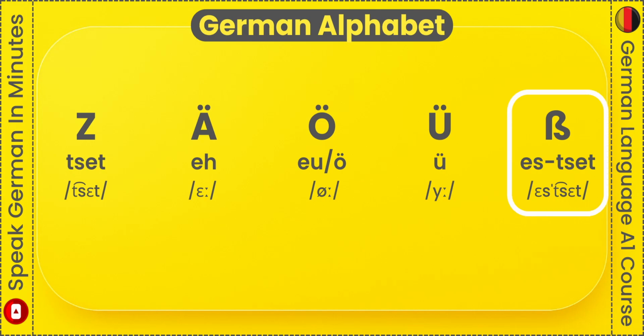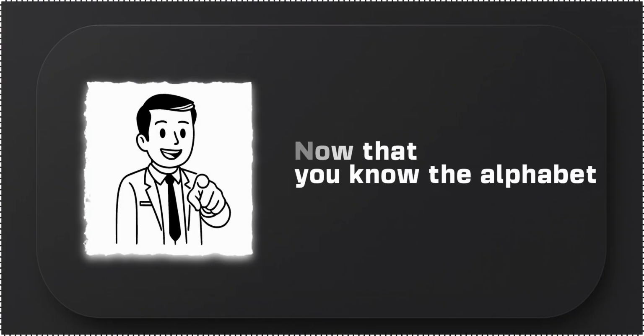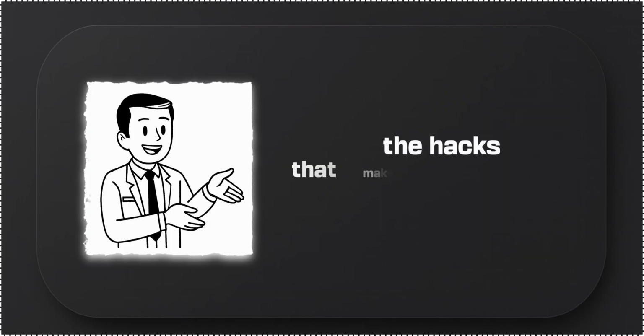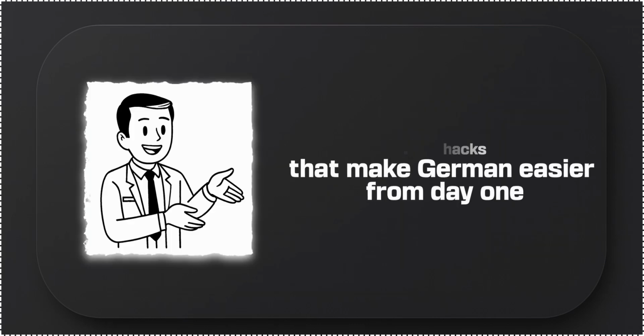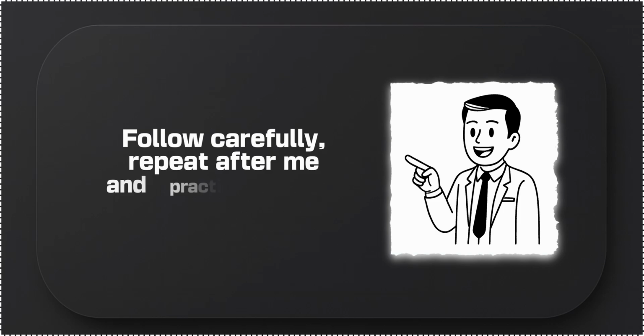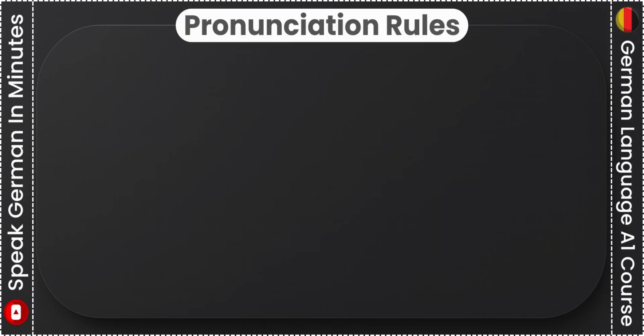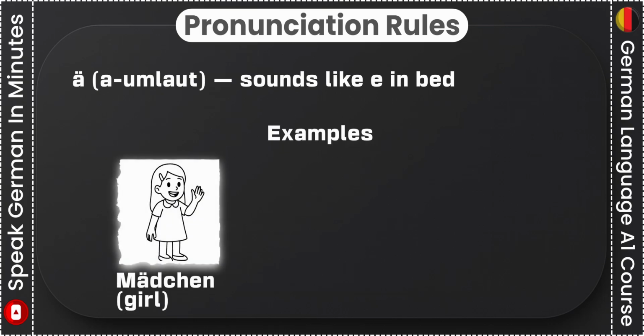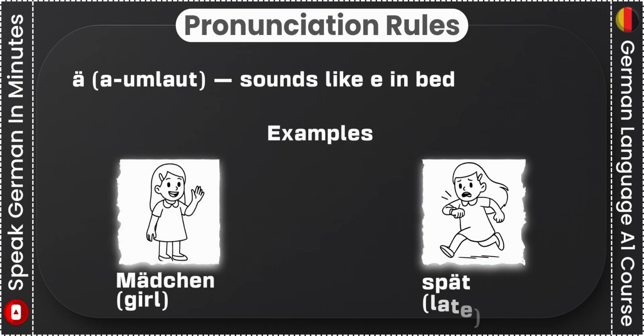Now that you know the alphabet, let's learn the most important pronunciation rules, the hacks that make German easier from day 1. Follow carefully, repeat after me and practice aloud. A or Ä sounds like E in bed. Examples: Mädchen, spät.